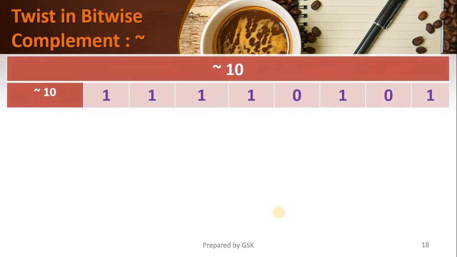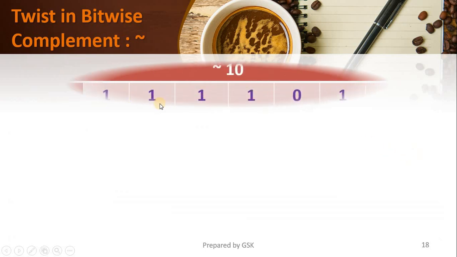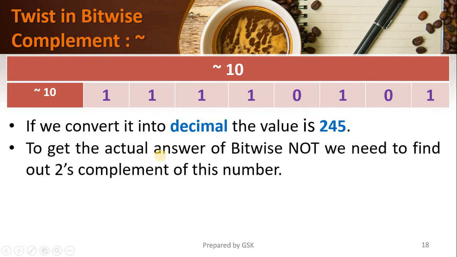But the twist in the Bitwise Complement is, observe carefully, this is the Bitwise Complement value we have taken from the previous slide. So we are taking the same value here, and I want to convert it into the decimal value. If we convert this value into the decimal, the value is equal to 245, but the output is minus 11. To get the actual answer of the Bitwise Complement or Bitwise NOT, we need to find out 2's complement of this number.